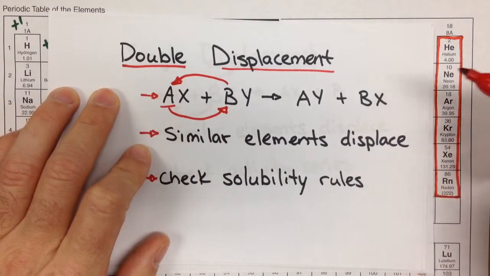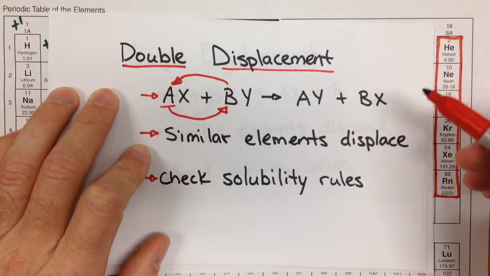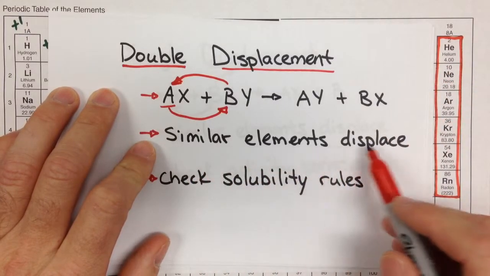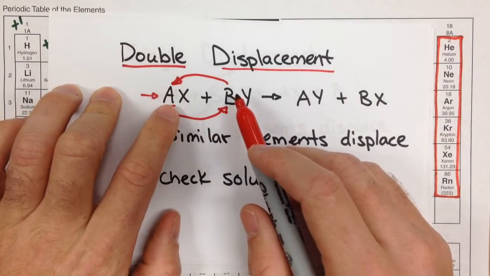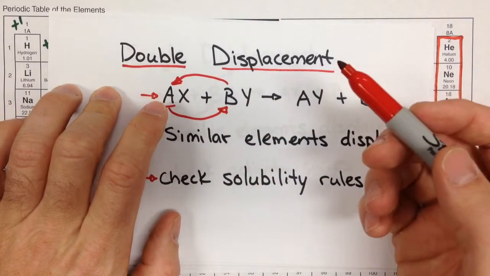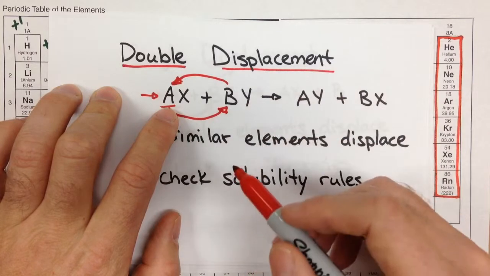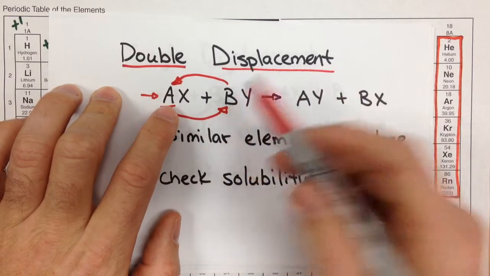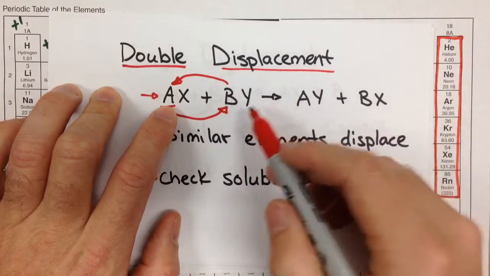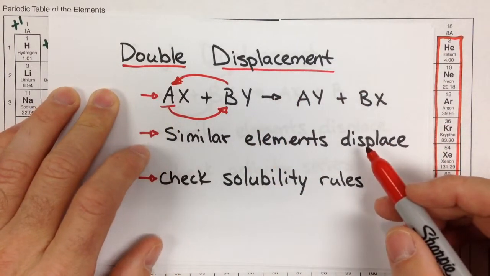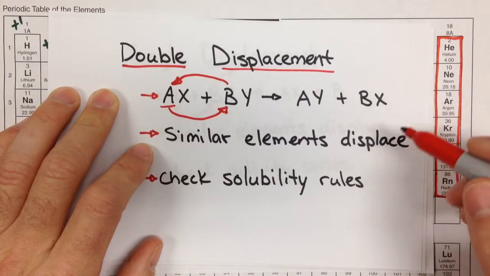Similarly, as in single displacement reactions, similar elements will displace one another. A and B are both going to be metals, and so those two are going to displace each other. A will not displace Y because two metals don't form an ionic compound, and so that's just not going to happen in a chemical reaction.